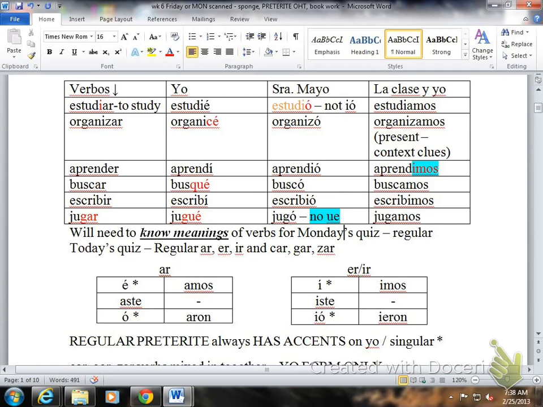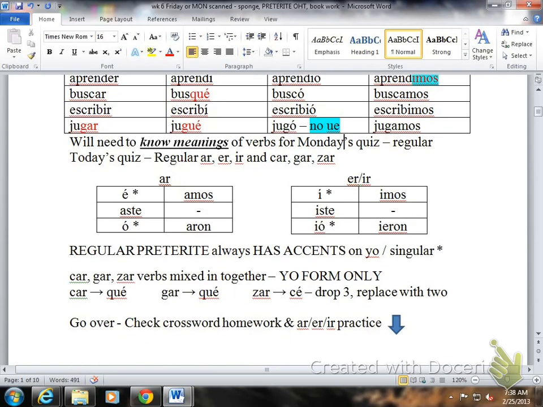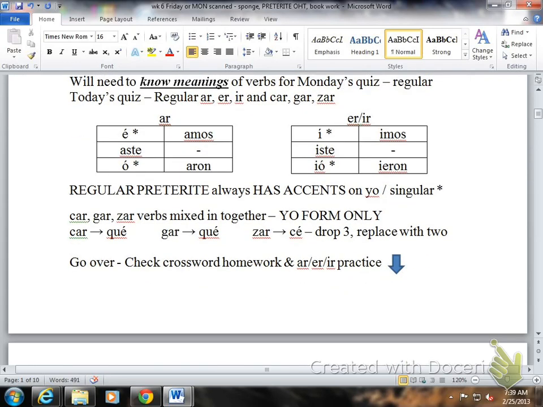Okay. Just to refresh your endings. For regular -ar verbs, you have é with an accent, -aste, ó with an accent, -amos, -aron. It's for anything to do with regular -ar preterite verbs. For -er and -ir, they share the same exact box. They're the same exact endings for all of them. í with an accent, -iste, -ió, accent on the o, -imos, and -ieron.